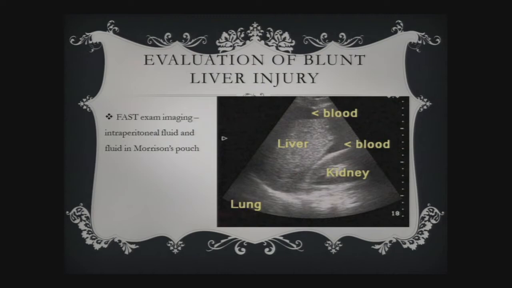This is an example. This was not his. This is an example, but it's just showing you some fluid in Morrison's pouch here between the kidney and the liver, as well as some intraperitoneal fluid.